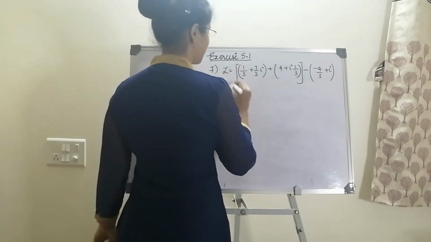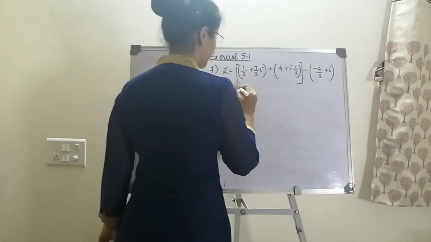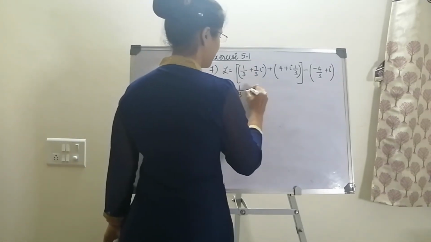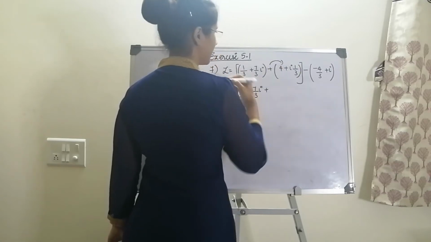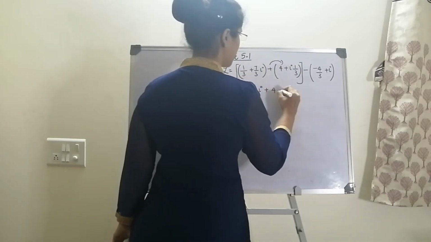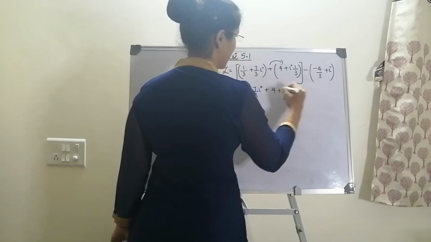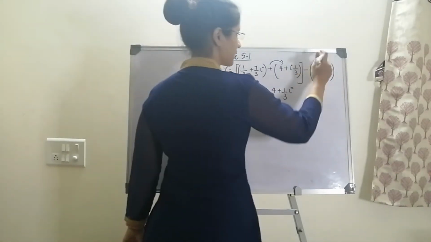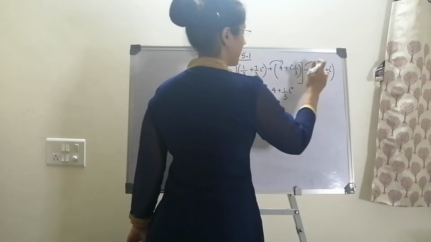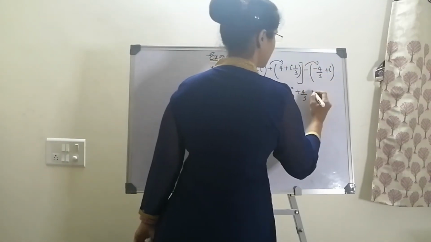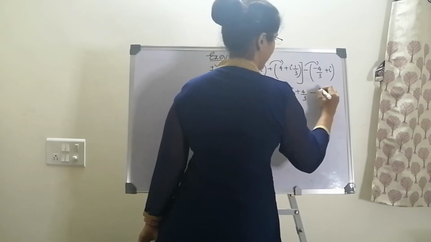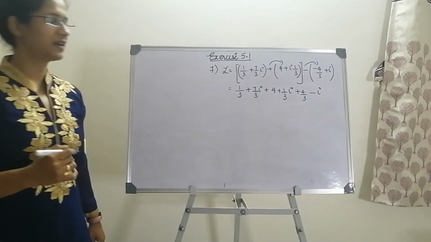So now if I expand the bracket, I can write this as 1 by 3 plus 7 by 3i plus, I am expanding this bracket, plus 4 plus 1 by 3i. Then I again expand this bracket as well. Minus of minus will become plus 4 by 3. Minus into plus will become minus i. Hope you all have understood.